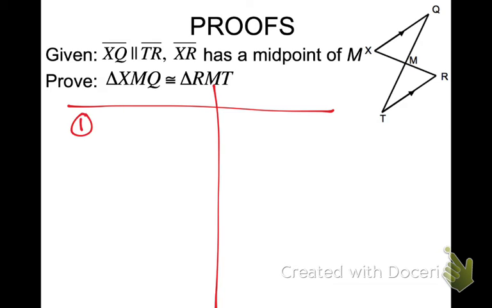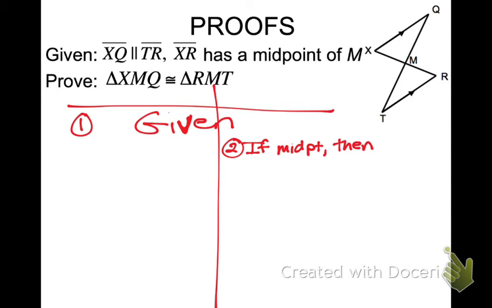So, we've got our given. What vocab do you see? Parallel and midpoint. Where do you want to go first? Okay. So if midpoint, then two congruent segments. What specific segments will it be? Yeah, so I changed it. It originally was bisect, so I think the given still says bisect. I didn't change the given part. So if XR has M being the midpoint, then it's XR that's being split into two congruent segments, right? So XM and then RM. So XM is congruent to RM.